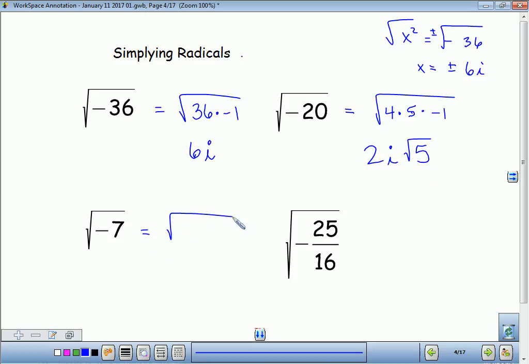Okay. This we would break down into 7 times negative 1, which is i root 7.